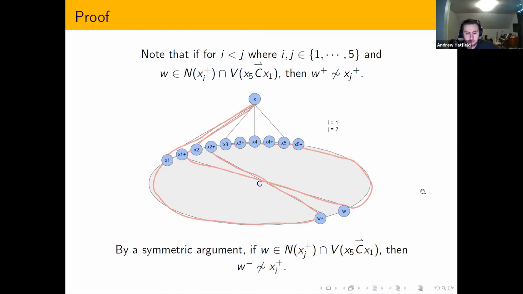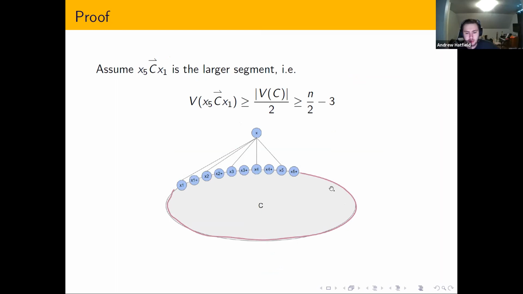So from here, we'll assume that this outside segment that I've highlighted here in purple is larger than the other. And if not, of course, we'll relabel things as necessary. And so therefore, it has at least half of the vertices on the cycle.